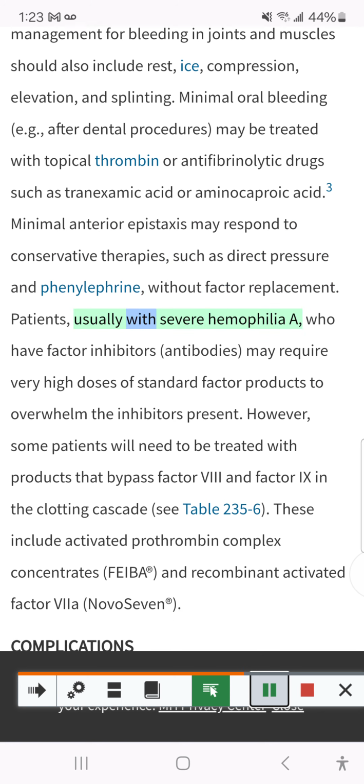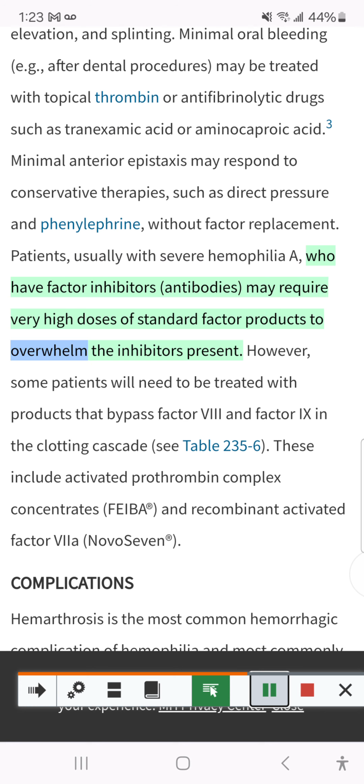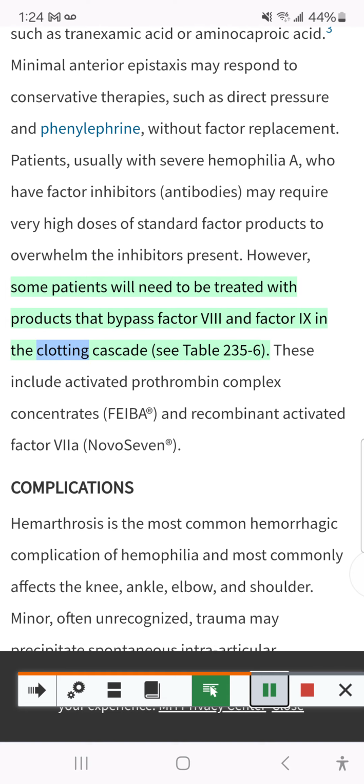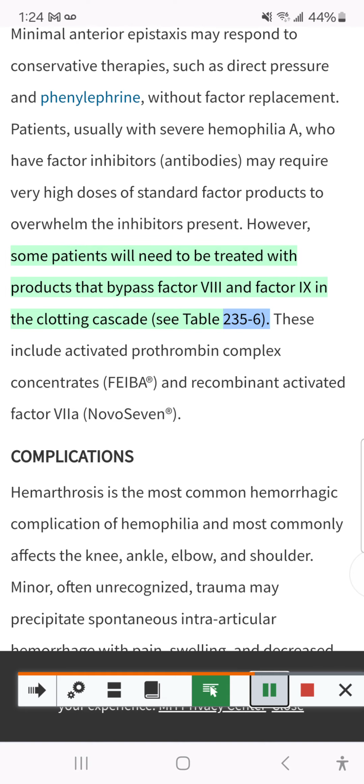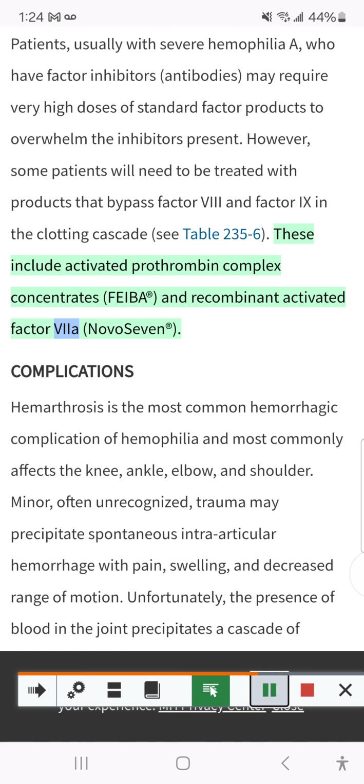Patients, usually with severe hemophilia A, who have factor inhibitors, antibodies, may require very high doses of standard factor products to overwhelm the inhibitors present. However, some patients will need to be treated with products that bypass factor 8 and factor 9 in the clotting cascade. See Table 235-6. These include activated prothrombin complex concentrates, FEIBA, and recombinant activated factor VII, NovoSeven.